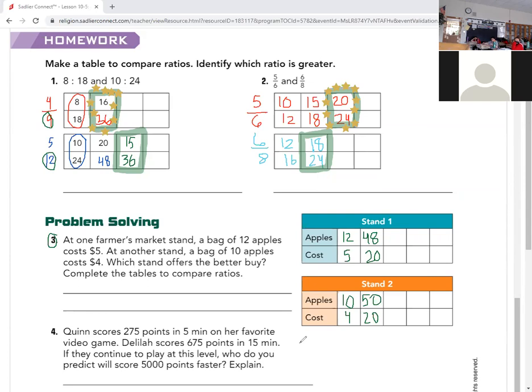You don't need those right now. So for the little lines by number 3, explain which stand is the better buy and why. We didn't have to fill in the whole ratio table. We just did enough to get our answer, our comparison. Which stand offers the better buy? How do you know?